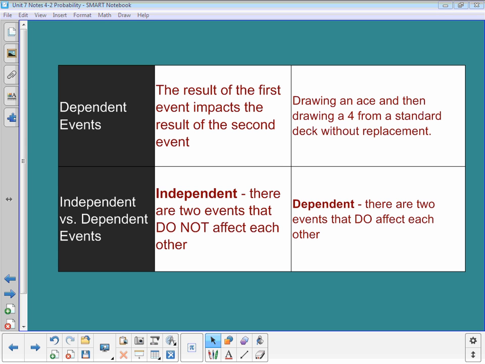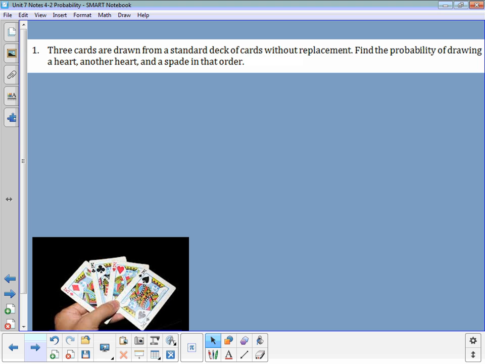If we're looking at the difference between the two, independent is when they do not affect each other, and dependent is when they do. Tomorrow we're going to have to decide if the events are affecting each other. But for today, we're just going to focus primarily on dependent events, where the two events do affect each other. So let's take a look at what one of those examples might be.